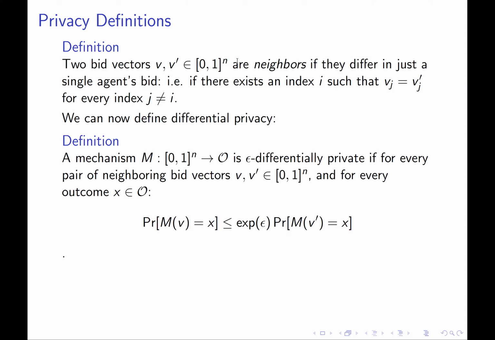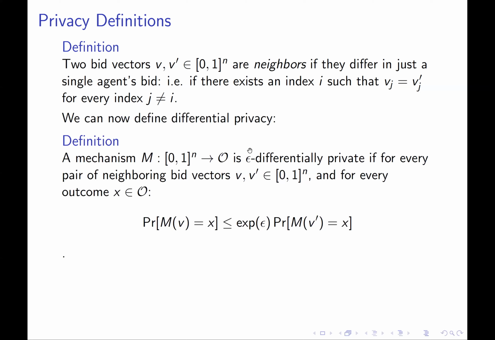And now in this context, here's what differential privacy is. Suppose we've got some mechanism. A mechanism here is just an arbitrary mapping from bid vectors to outcomes, and we're going to allow it to be a randomized mapping. So in a pretty abstract sense, a mechanism is just some randomized algorithm. It takes as input the bids of all of the bidders, and it chooses some outcome. And we will say that it is epsilon differentially private.